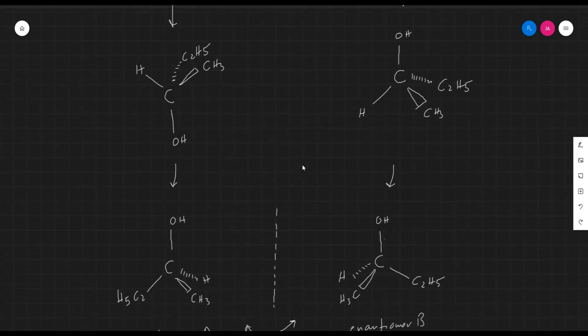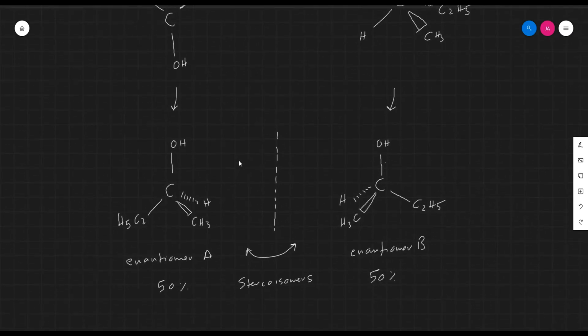If you were to rotate this molecule, you would form both enantiomers equally. 50% chance of forming enantiomer A and 50% chance of forming enantiomer B. And this is what is meant by a non-stereospecific reaction. It's not specific to the formation of one enantiomer only. It forms both enantiomers equally. There's an equal chance of forming each enantiomer, and thus this is a non-stereospecific reaction. It's not specific to one enantiomer.